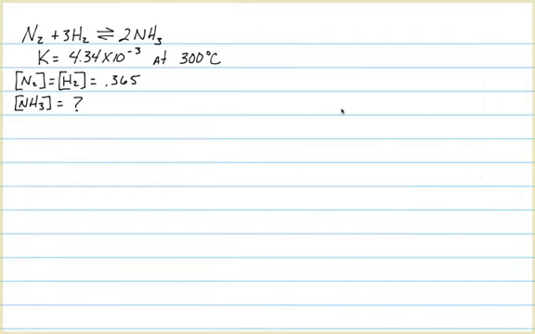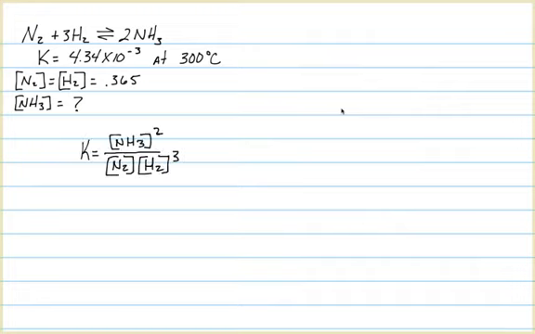One more example. The production of ammonia occurs in an equilibrium reaction. 1 mole of nitrogen gas and 3 moles of hydrogen gas will react to produce 2 moles of ammonia gas. But this reaction reaches an equilibrium. The equilibrium constant at 300 degrees Celsius is 4.34 times 10 to the negative third. That value sets what ratios we can have for any set of concentrations. So if we have concentrations of nitrogen and hydrogen of 0.365 each, what will the concentration of ammonia be?